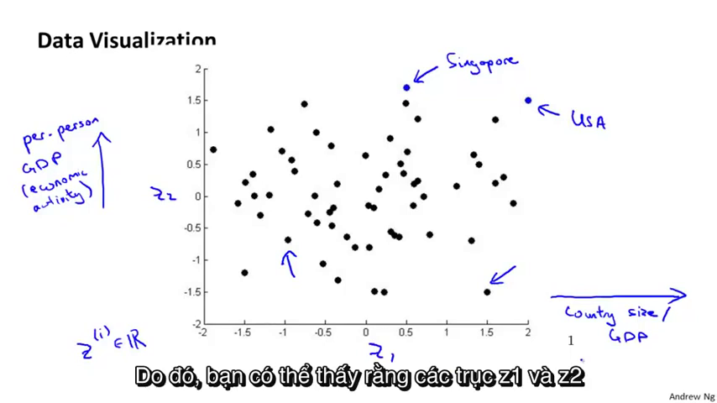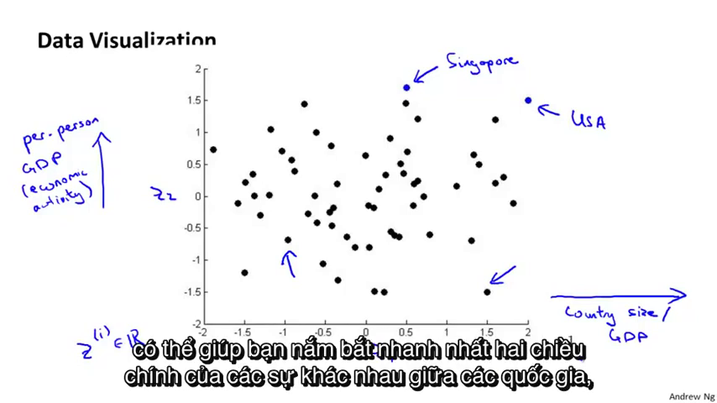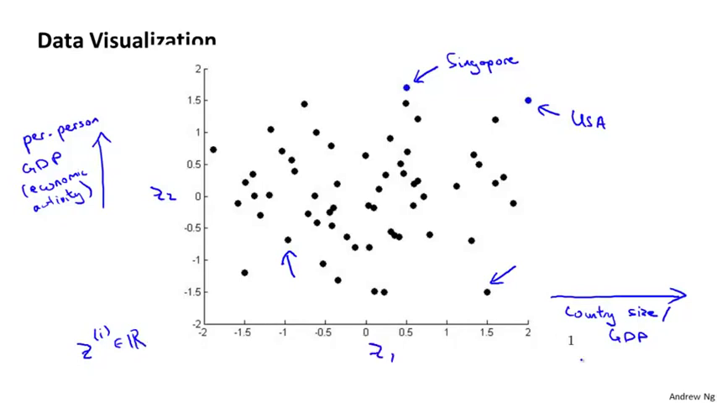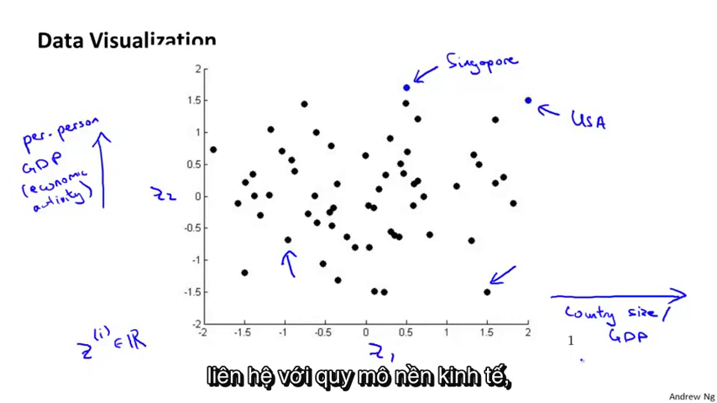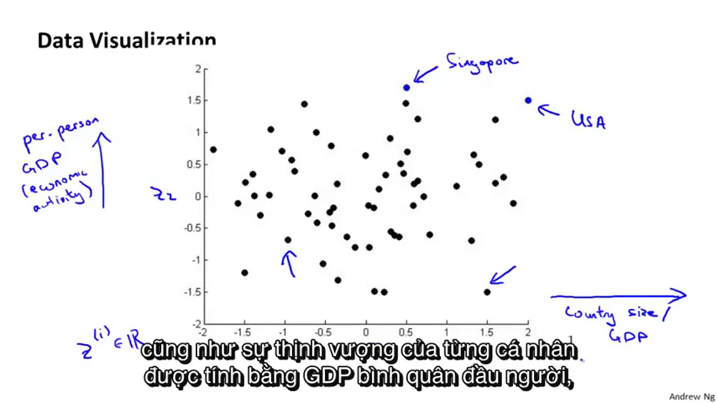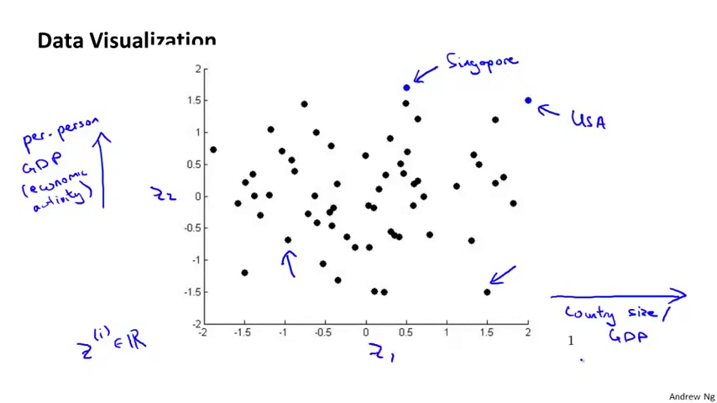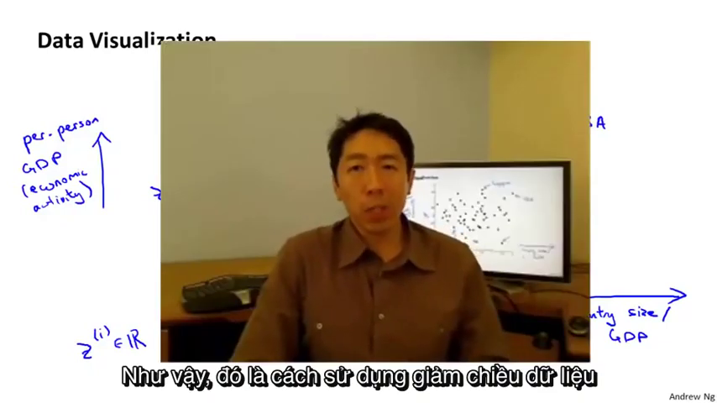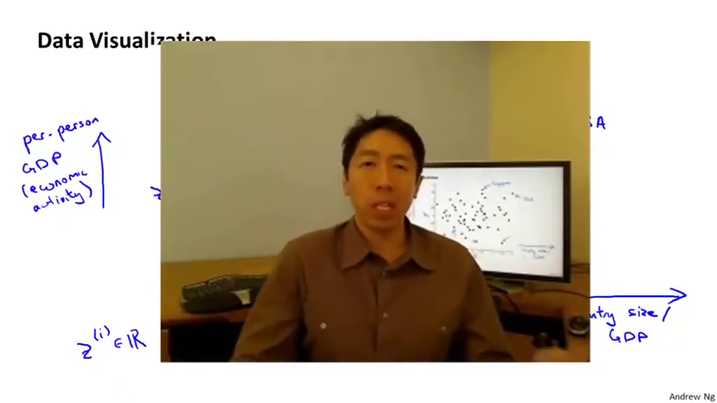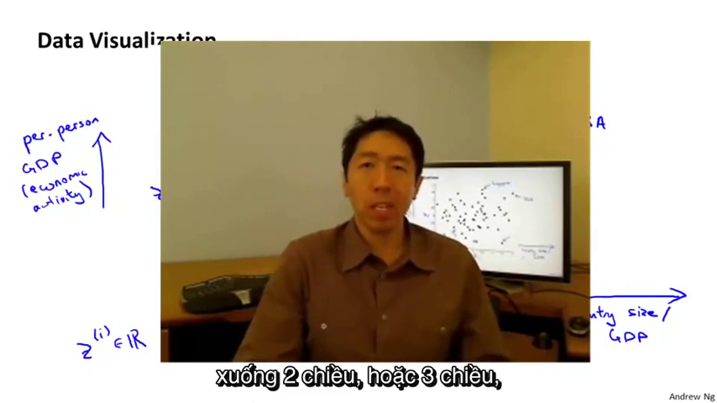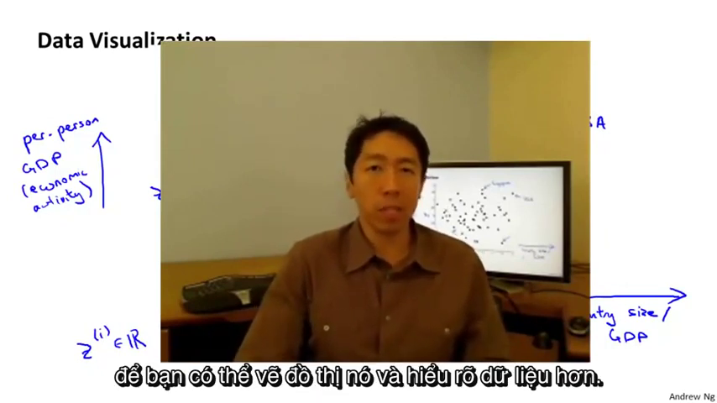So you might find that the axes z1 and z2 can help you to more succinctly capture really what are the two main dimensions of variation amongst different countries, such as the overall economic activity of a country, reflected by the size of the country's overall economy, as well as the per person individual well-being measured by per person GDP, per person healthcare, and things like that. So that's how you can use dimensionality reduction in order to reduce data from 50 dimensions or whatever down to 2 dimensions or maybe down to 3 dimensions so that you can plot it and understand your data better.